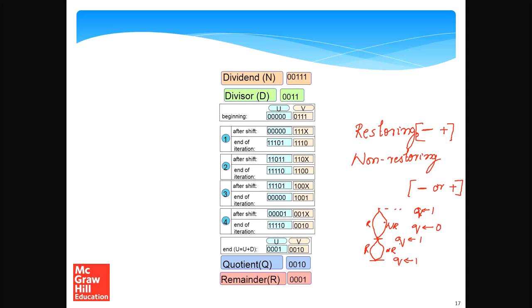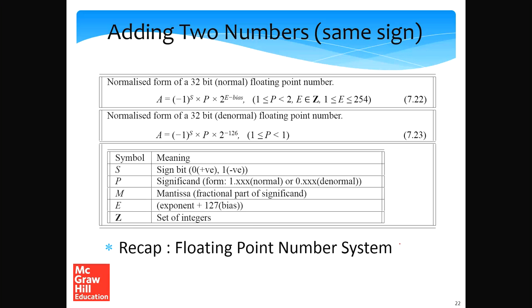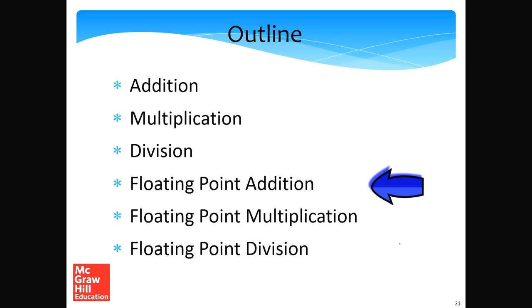The detailed proof is there in the book. But in any case, the summary is that the non-restoring algorithm is faster than the restoring variant. So now we shall take a look at floating point addition.